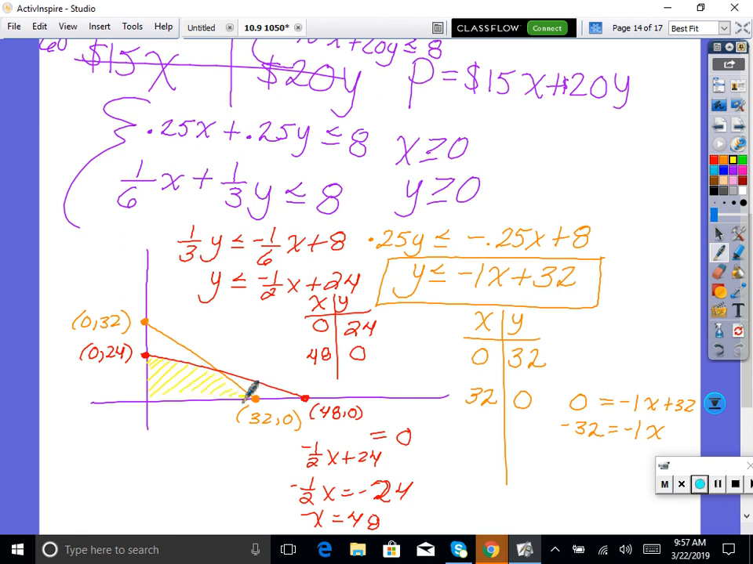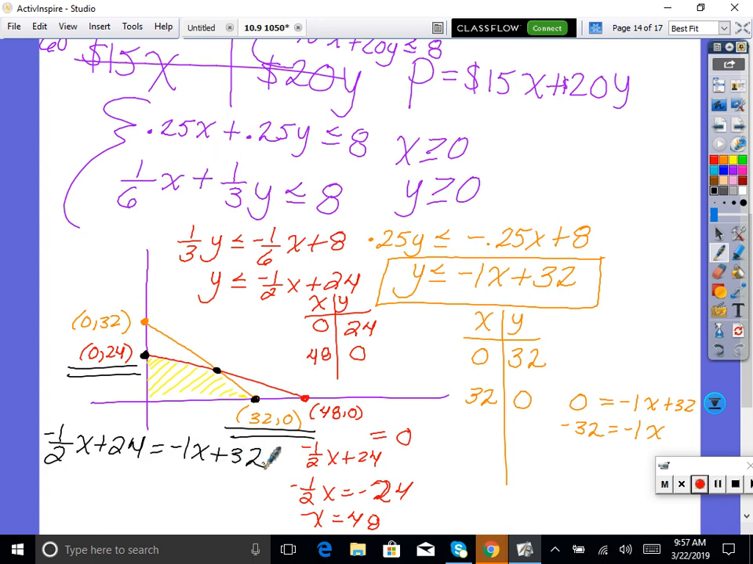So we would do all the vertices. Now look, we know this vertice, 0, 24 is a vertice. Isn't also 32, 0 a vertice? Now we run into the problem that I was talking about a second ago. We don't know that vertice right now, but how can we find it? Set the lines equal. So this line equals this line. So you're just going to say negative 1/2 x plus 24. When does that equal negative 1x plus 32?